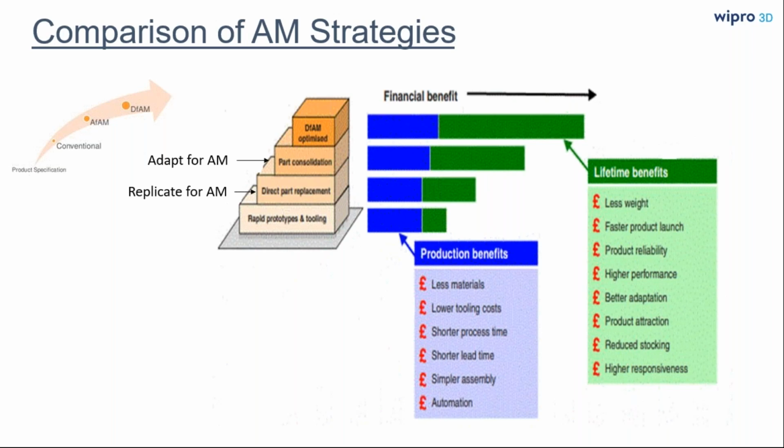But when we apply the DFAM strategy, that is where we get the maximum benefits on the financial and the production fronts, essentially. Because by incorporating the strategy and coming up with a component, we are ensuring that this product or this part or this assembly cannot be manufactured by any other technology apart from additive.